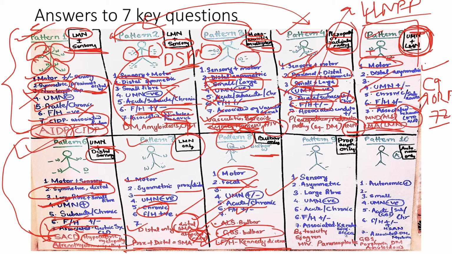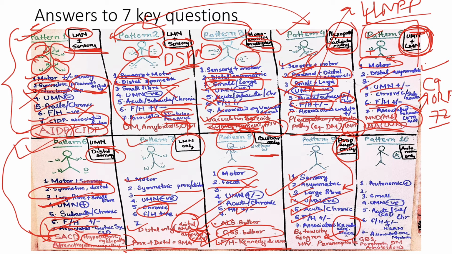Now the ninth pattern is actually asymmetric proprioceptive defect. So proprioception is guided by large fibers, so definitely the third question answer is large fiber. Definitely proprioception is a sensory modality, so sensory modality is affected, and it is asymmetric, as the name itself says. The ninth pattern is asymmetric, definitely asymmetric. It is large fiber, there are no UMN findings, and it is acute or chronic. There may or may not be family history, and it is associated with keratoconjunctivitis sicca, because if it is associated with Sjogren's, then you may get keratoconjunctivitis sicca.